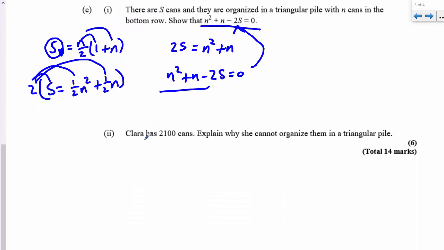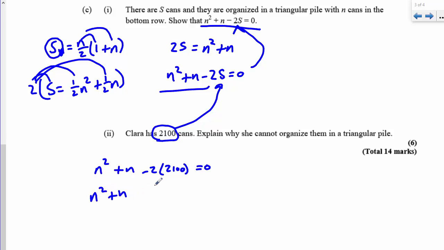Clara has 2,100 cans. Explain why she cannot organize them in a triangular pile. Well, this is a sum of cans. This is an S value, and I can plug this directly into S. It's the same thing going on here. So what I'll have is n squared plus n minus 2 times 2,100 is equal to 0. This again is n squared plus n minus 4,200, which is equal to 0. Now I have another quadratic, which I can use the calculator to solve quickly and figure out how many cans are in the bottom row. That's what it's going to tell me.